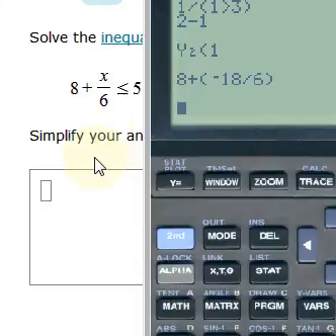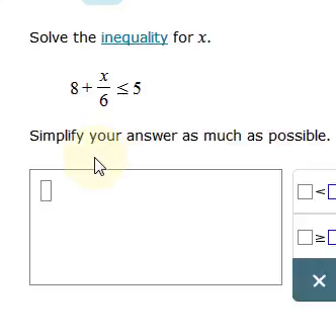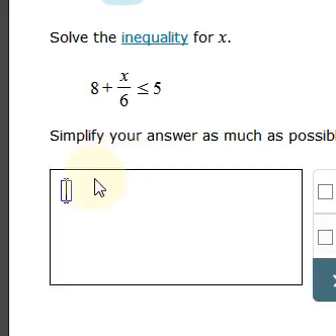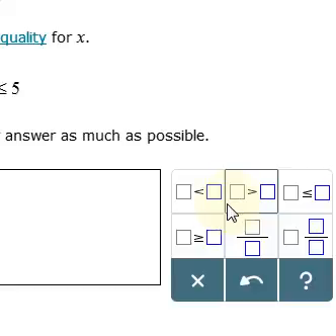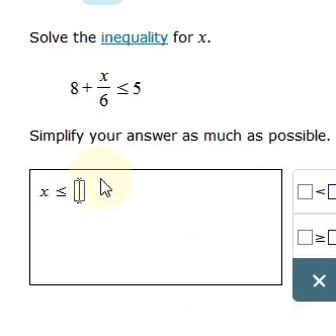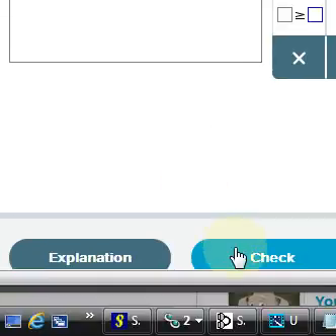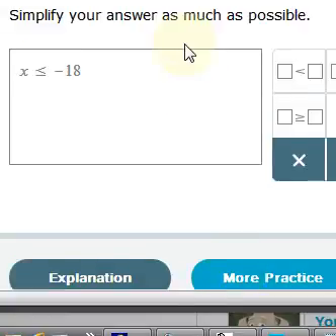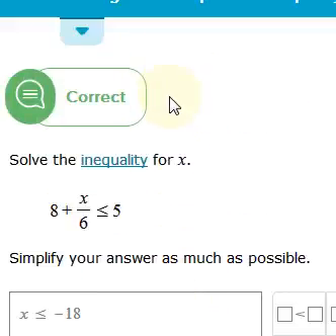So now what we do is we put in there x is less than or equal to negative 18. And you got it correct. There you go. Two steps that you don't know.